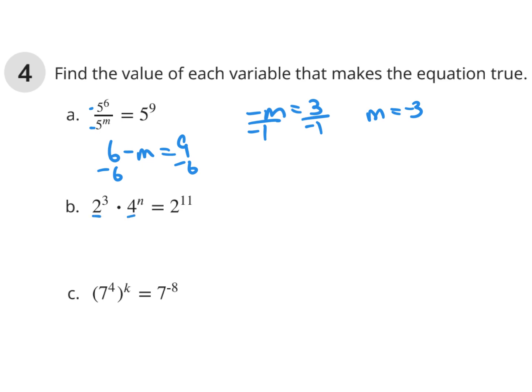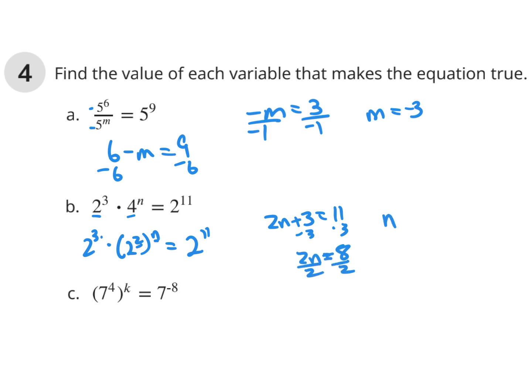Different base. Now, it looks different, but 4 is 2 squared to the n power. So now, look at this one. This becomes 2n plus 3 because the n multiplies to the 2. We add 3 because we're adding the same base equals 11. Subtract 3. 2n equals 8. Divide by 2. N equals 4.